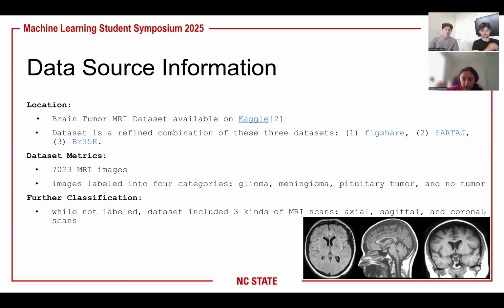The data set used in this project is the brain tumor MRI dataset available on Kaggle. It contains 7,023 MRI images labeled into four categories, that is glioma, meningioma, pituitary, and no tumor. While it's not labeled, the dataset also includes three kinds of MRI scans that are axial, sagittal, and coronal.